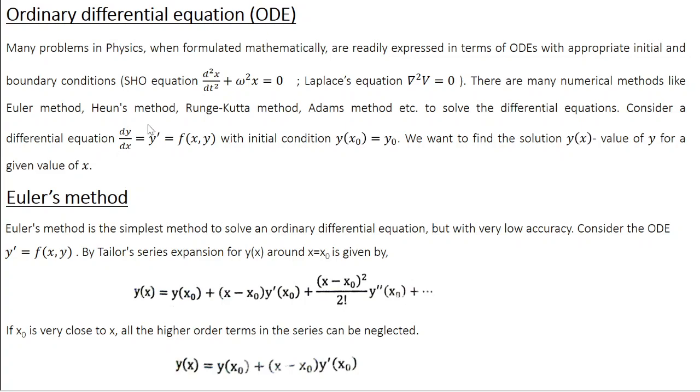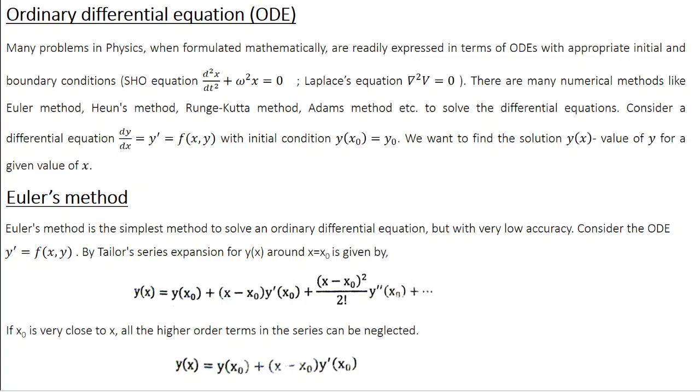So a general form of an ordinary differential equation is given by dy by dx. Here y is the dependent variable and x is the independent variable. So dy by dx, which you can write as y prime, is a function of x and y. Now you cannot solve this differential equation as such. You will require an initial condition. Only then you get the exact solution.